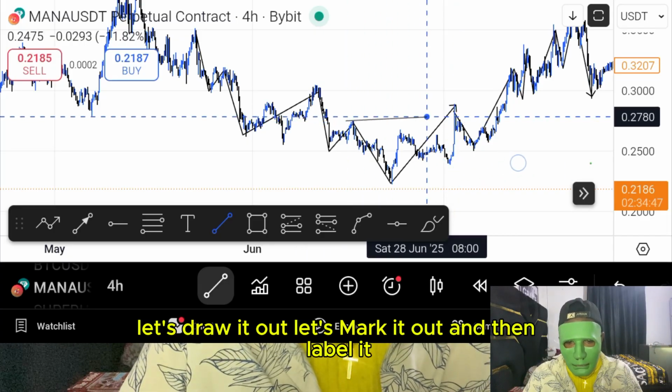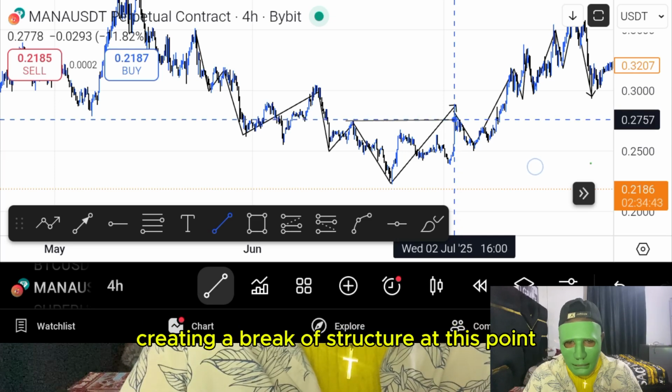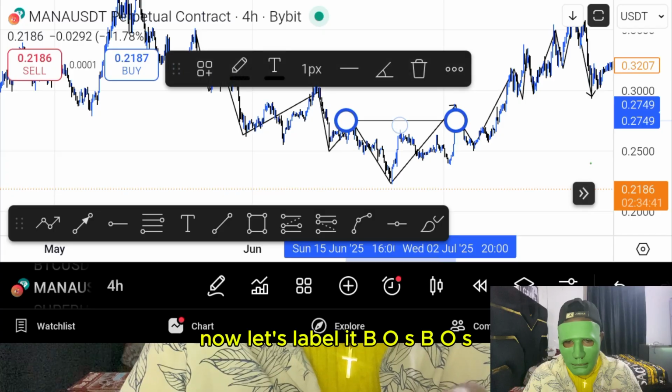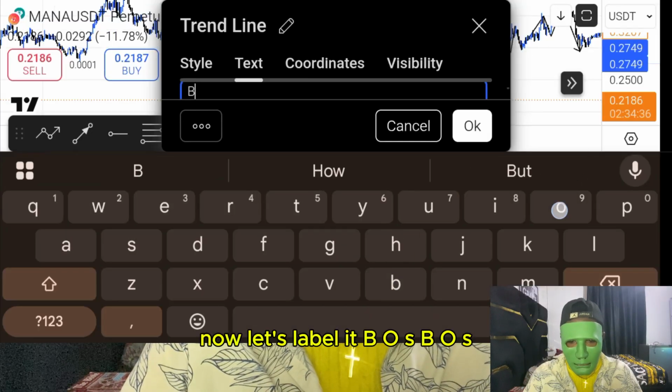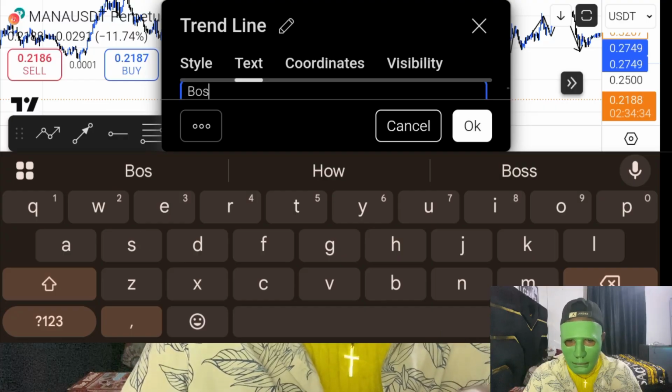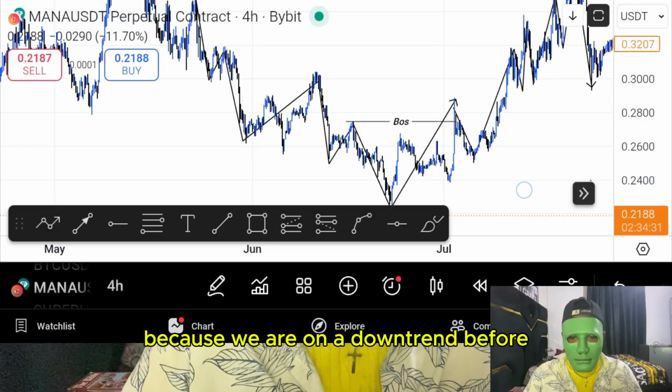Let's mark it out and then label it. Creating a breakout structure at this point. Now let's label it BOS. That's breakout structure to the upside, because we were on a downtrend before.